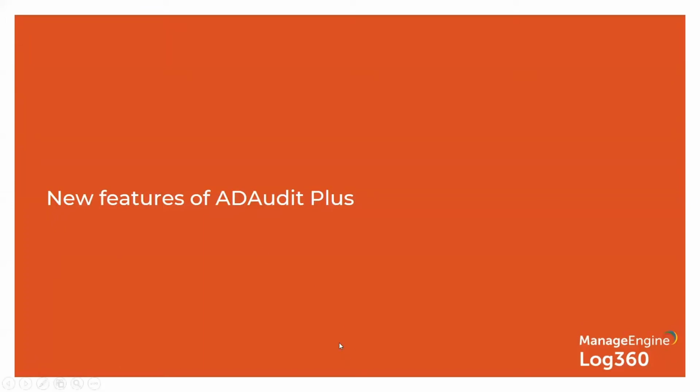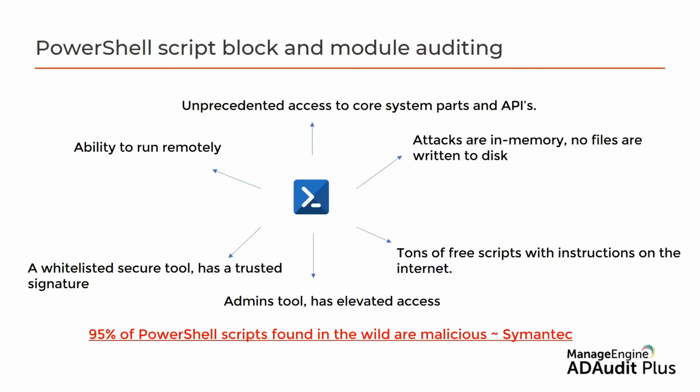The first and the most important thing I wanted to talk about was PowerShell script block and module auditing. Right now, this is a report in ADAudit Plus that is often ignored, that's often not leveraged to the most of its abilities. So I just thought this report would be the best thing to start today's session with. So why is PowerShell script block and module auditing important? Let me show you a quick example right here.